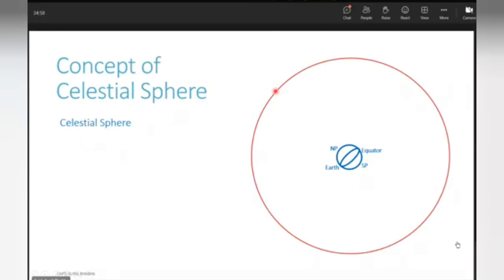Now, this celestial sphere, as I told you, is assumed to be an imaginary sphere. We consider that all the celestial bodies are situated on the surface of the celestial sphere, whether it is the sun or the stars or the planets or the moon. Once these bodies are considered to be situated on the celestial sphere, we are able to use our knowledge of formulas related to spherical trigonometry to solve them.